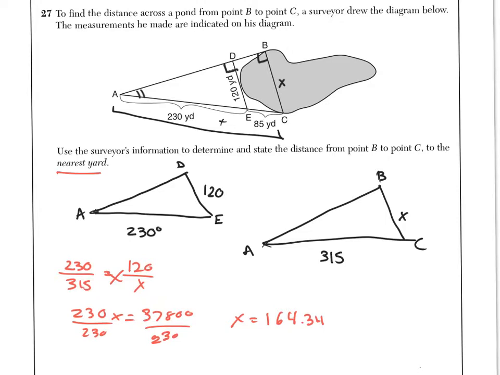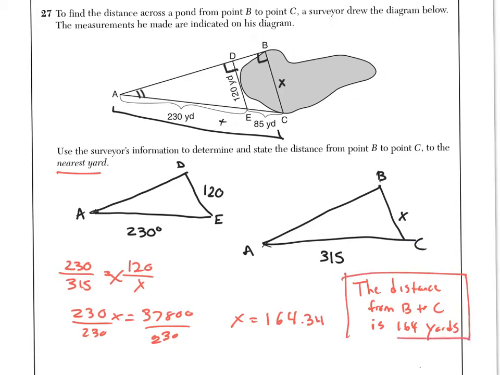So let's write our answer. Remember, we have to put in units. We have to write a full sentence. The distance from B to C is, to the nearest yard, 164 yards. Rounding correctly, because we like rounding. We lose points if we don't round correctly on this test. I know what it is. And we answer in a full sentence with the unit. All right, all important things. All right, let's move on to the next problem.